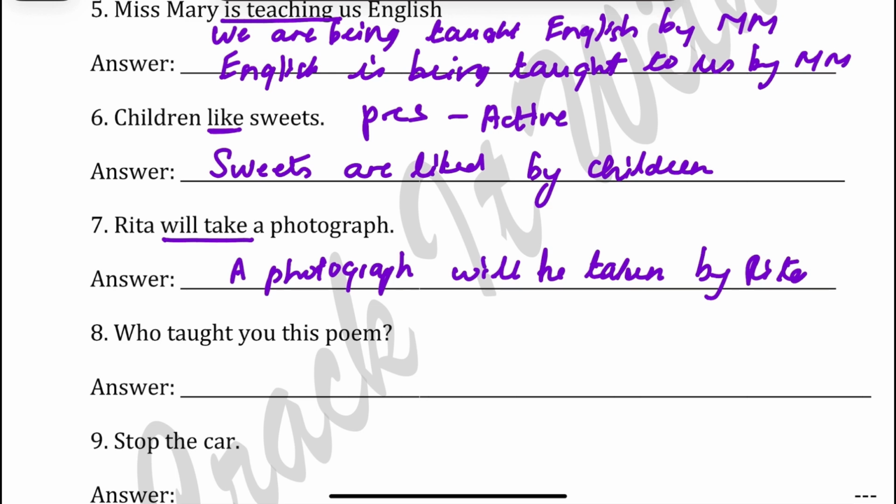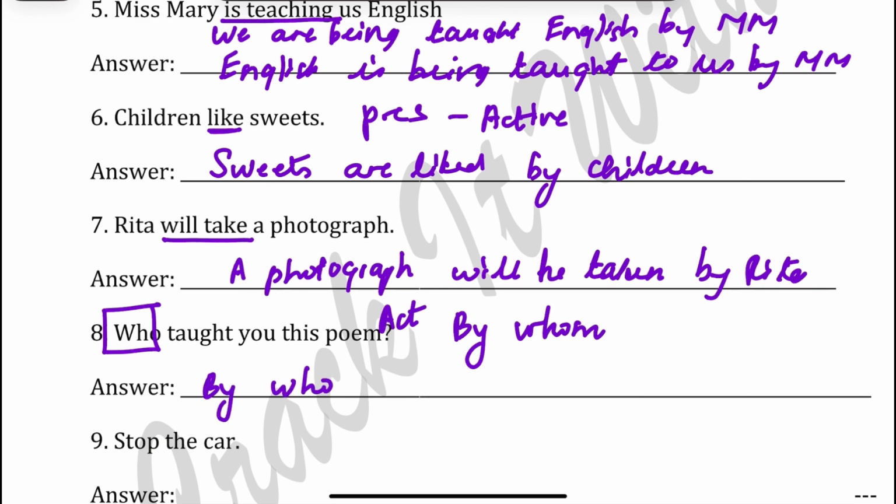Who taught you this poem? It is a question. Now one more thing. If the active voice is a question form, your passive also should remain in a question form. Let us see how we can do that. Who taught you this poem? Okay, one more hint. Whenever the active voice begins with who, you should try and begin your passive voice with by whom. Then it becomes very easy. So this is active voice. By whom. Is it past? Taught is past. Okay. By whom were you taught this poem?